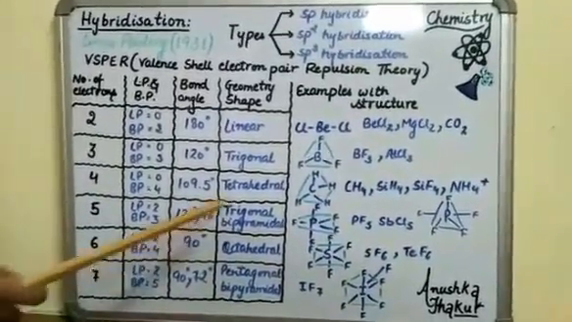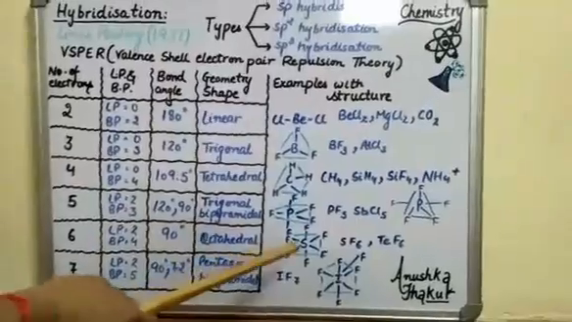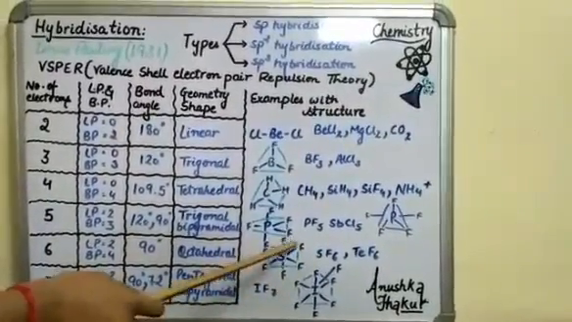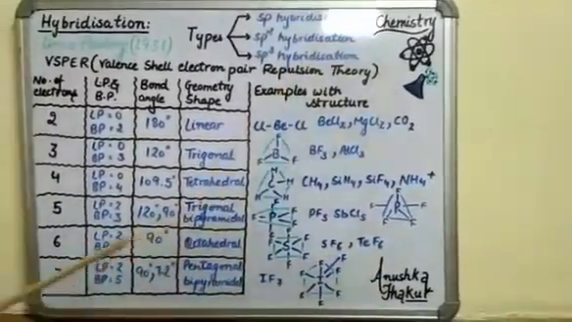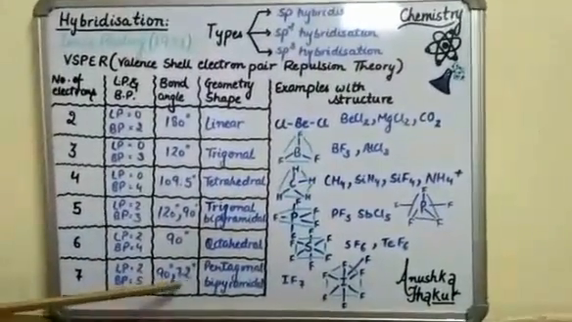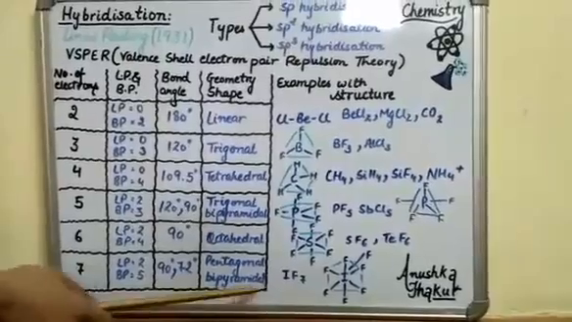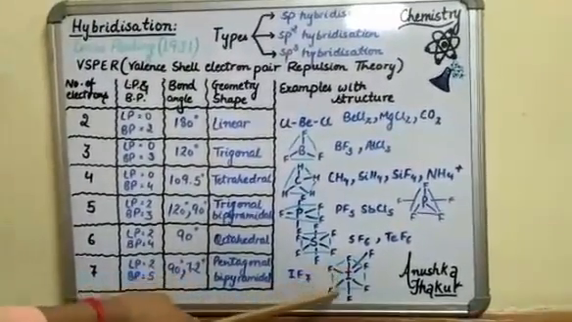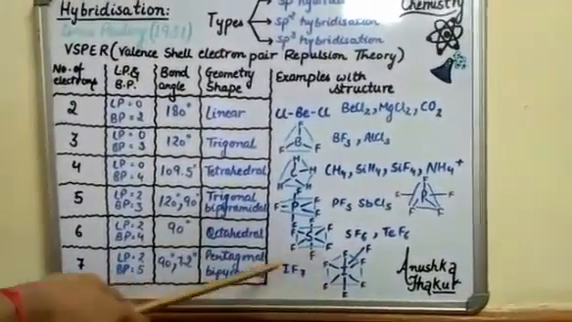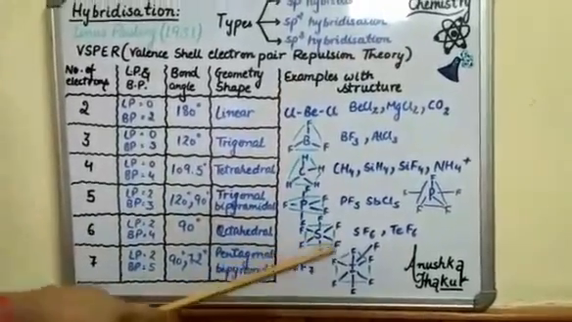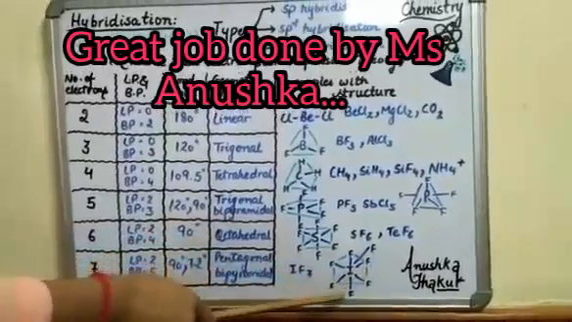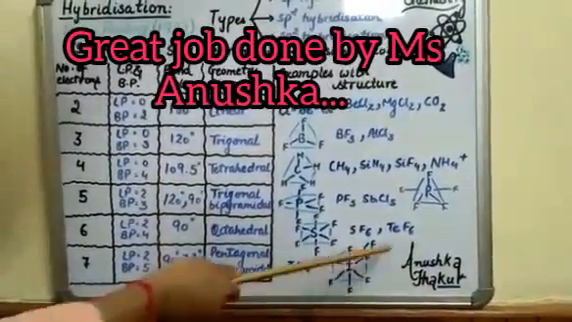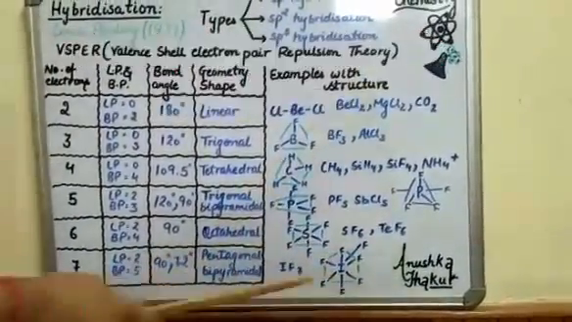Six: lone pair 0, bond pair 6, 90 degree bond angle, octahedral. You can see 1, 2, 3, 4, 5, 6. So SF6 and TeF6. The seventh: lone pair 0, bond pair 7, 90 degrees and 72 degrees, pentagonal bipyramidal. Pentagonal means it has 5 fluorine, and pyramidal whenever there is one lone pair. If two are there, then before pyramidal it would be bipyramidal. Thank you.